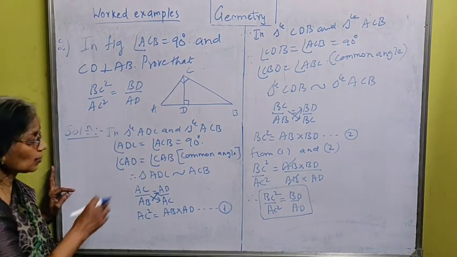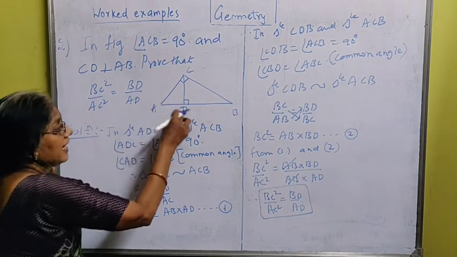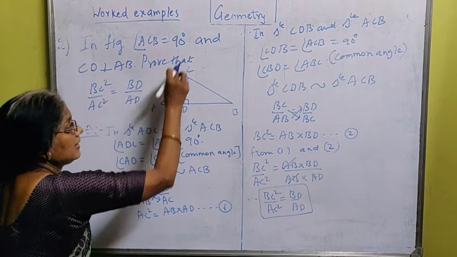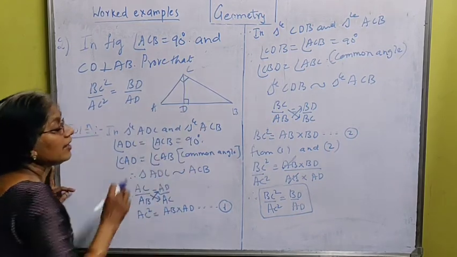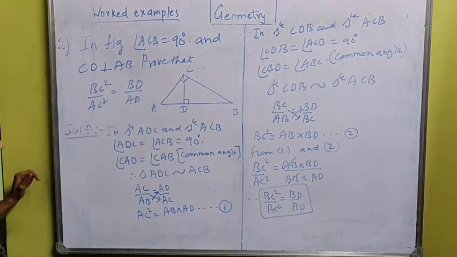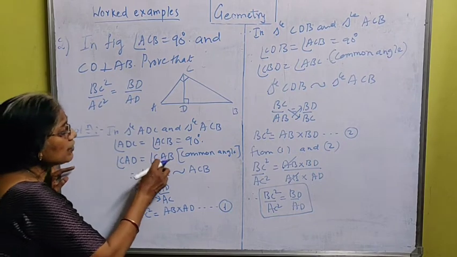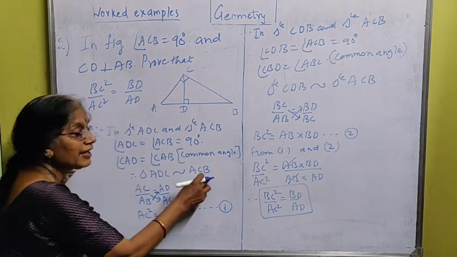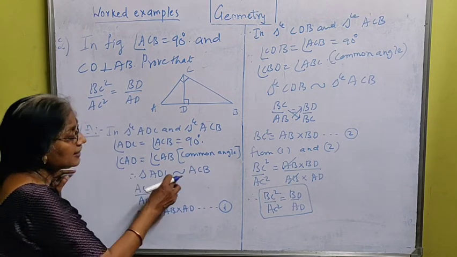So how will you prove? Angle ADC is 90 degree because CD is perpendicular to AB. Angle ACB is 90 degree because it is already given. Okay. Then angle CAD is equal to angle CAB because it is a common angle. So the two triangles became similar, that is, triangle ADC is similar to triangle ACB.